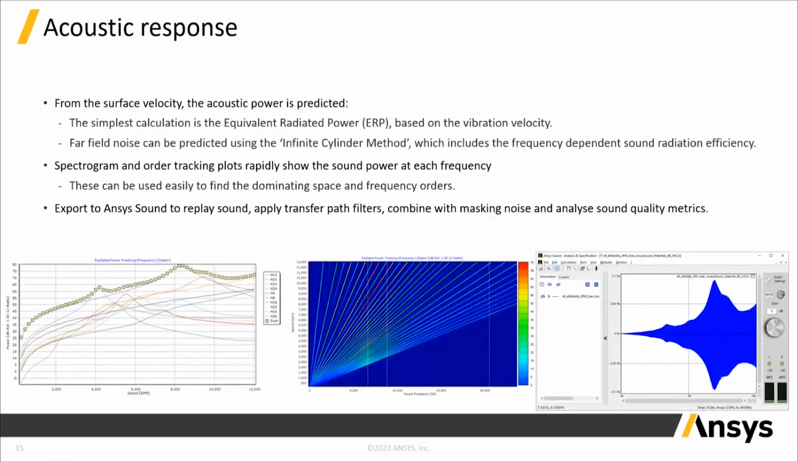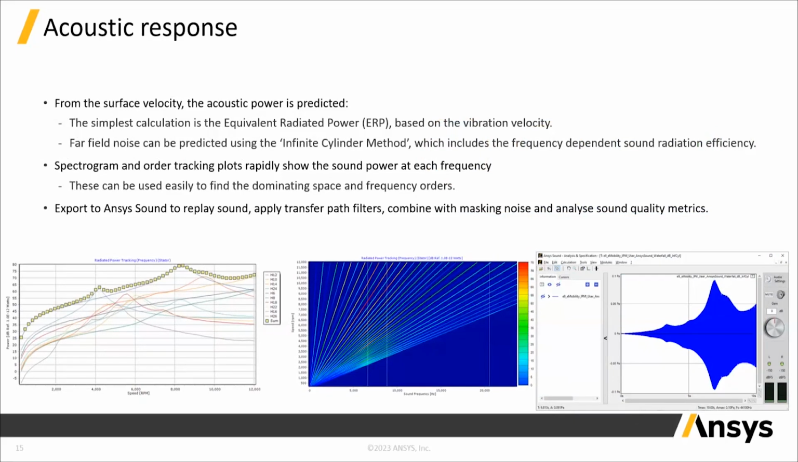From the surface velocity, we can then calculate the acoustic power. There are two levels of calculation that can be used for this. Simplest is the equivalent radiated power, ERP, simply based on the vibration velocity. And also the far field noise can be predicted using the infinite cylinder method, which includes the frequency dependent sound radiation efficiency. Particularly important for lower frequency noise where the ERP can substantially overestimate the actual noise power.